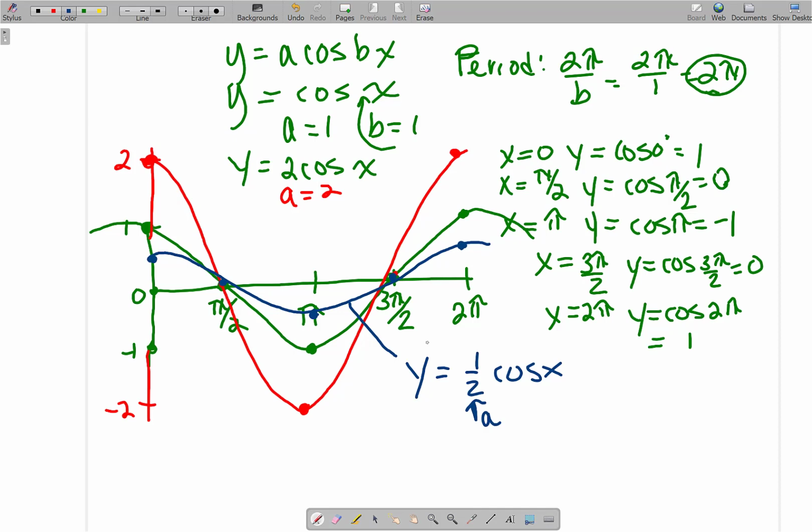Things to note about the cosine is that it starts at 1 when x is 0. That helps you tell if you're looking at a sine graph or a cosine graph. So this is done the same way as the sine graphs. And it's the same thing if we change b that we did in the sine graph. So hopefully you can follow this example and you'll be able to graph your basic sine and cosine curves.